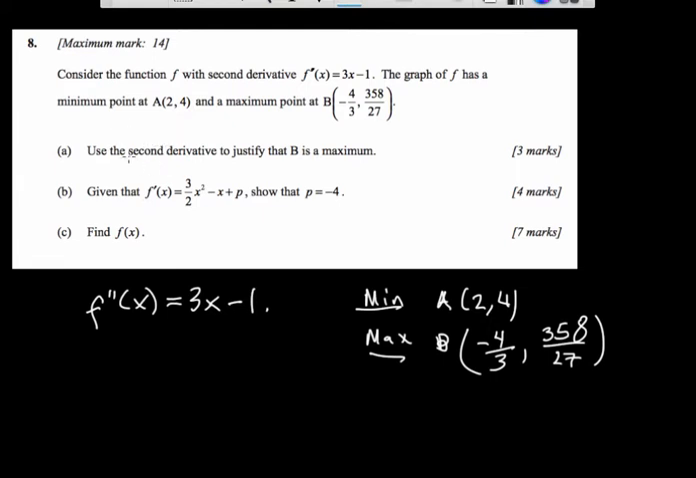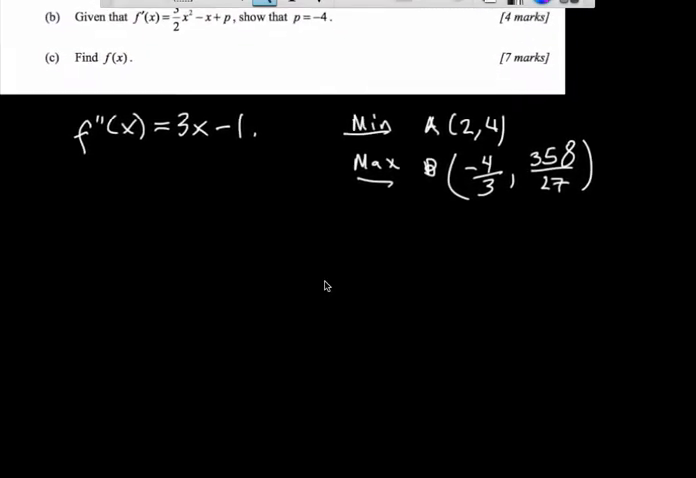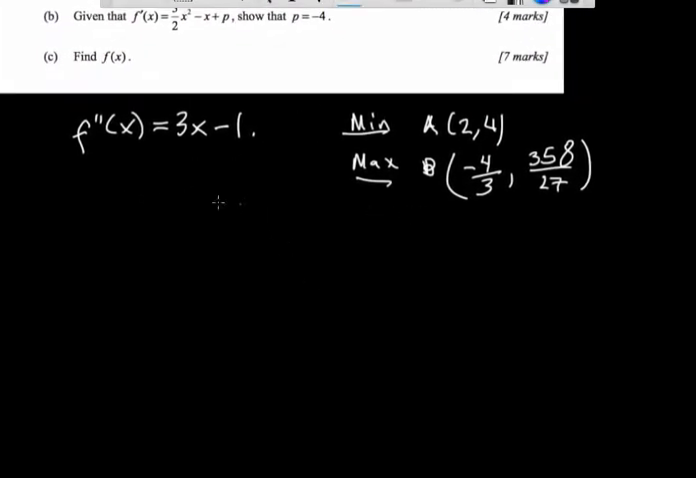And then in part (a) they say, use the second derivative to justify that B is a maximum. So this point here is supposed to be a maximum, and we need to use the second derivative, which is that there, to prove it. Before we do this, we need to remember a few things about maxima and minima, and the meaning of the second derivative and the first derivative. So let me do a little aside here for the moment.